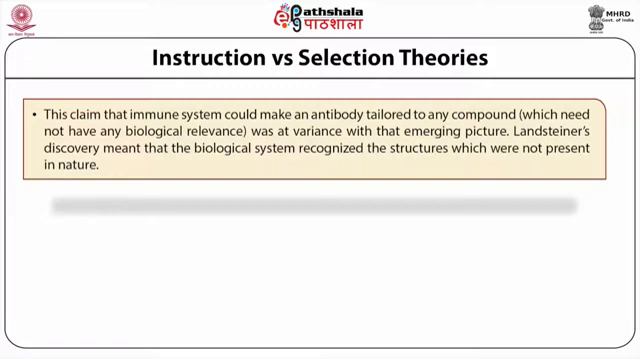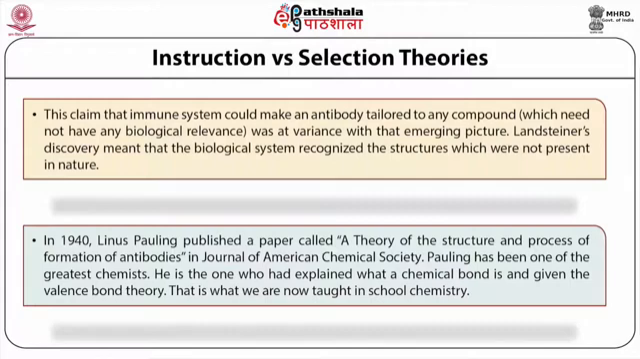Landsteiner's hapten concept also meant that the shop had to also cater to a small pet which is accompanying a person. In 1940, Linus Pauling published a paper called A Theory of the Structure and Process of Formation of Antibodies in Journal of American Chemical Society.